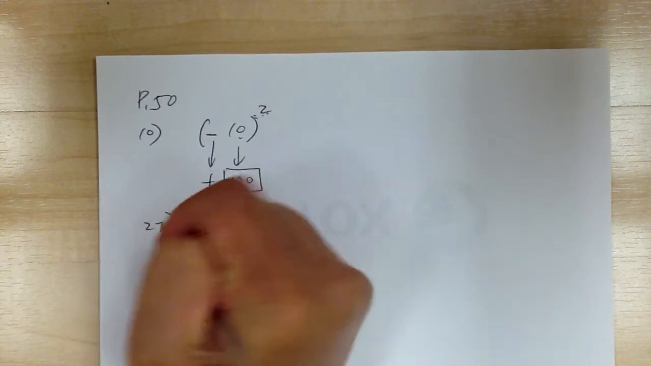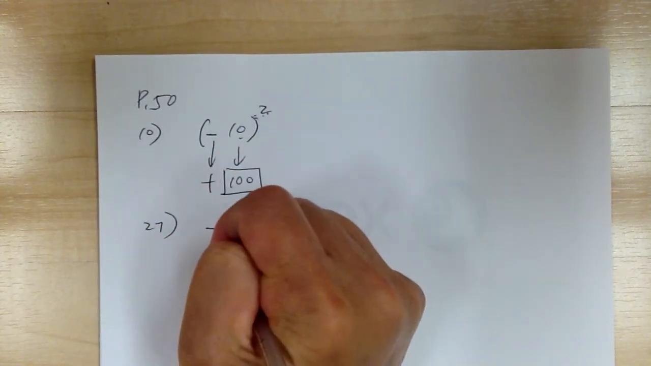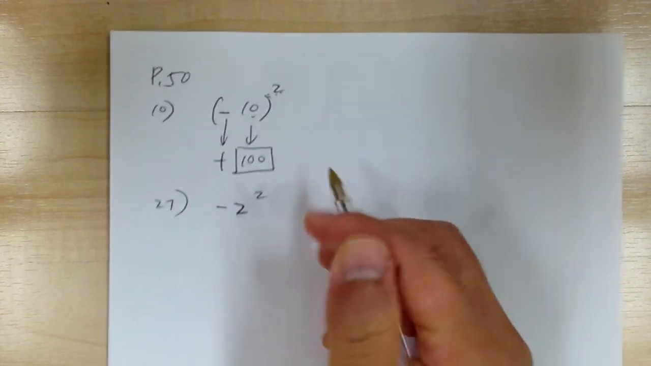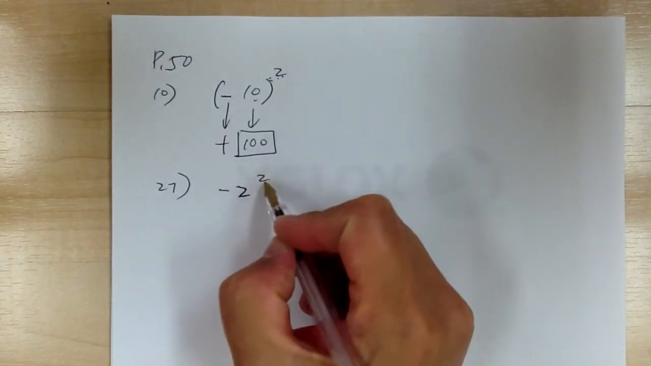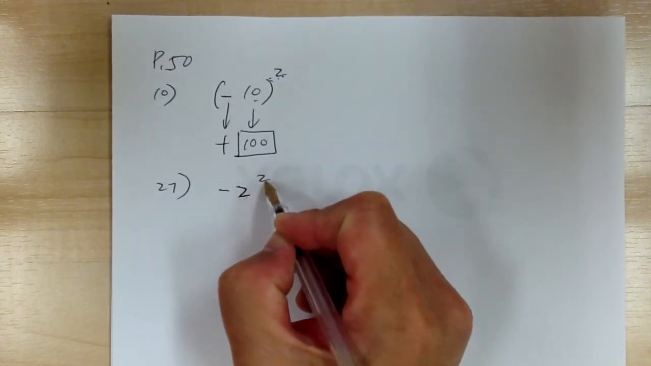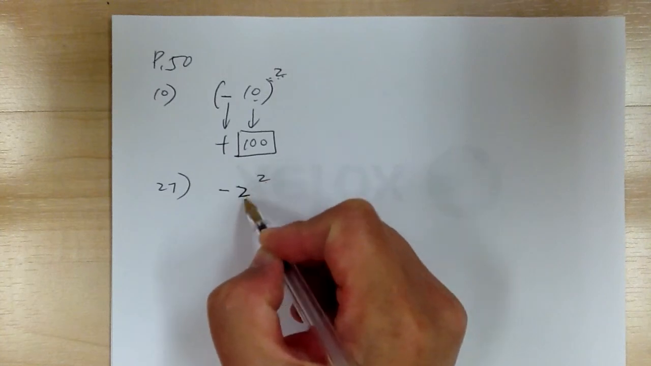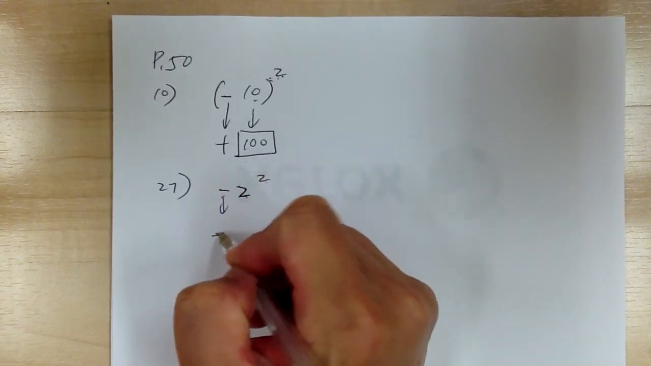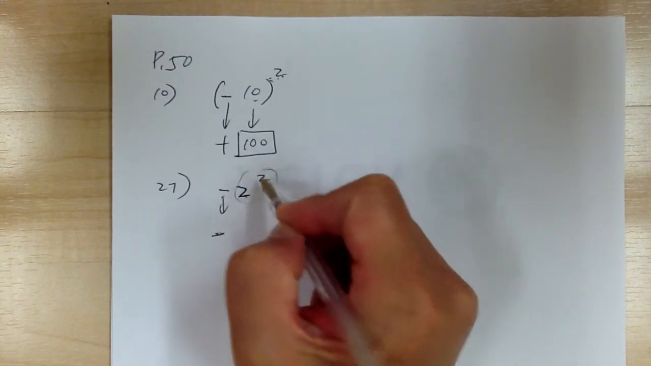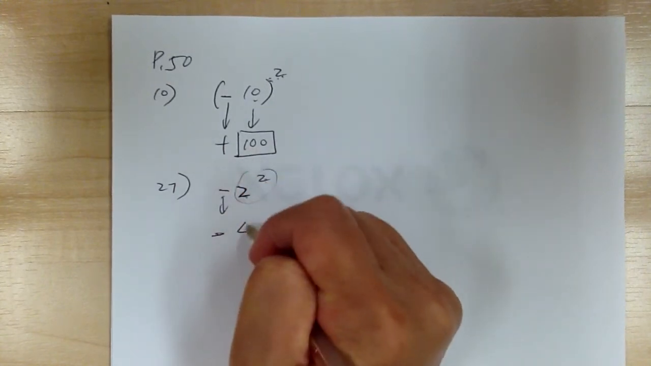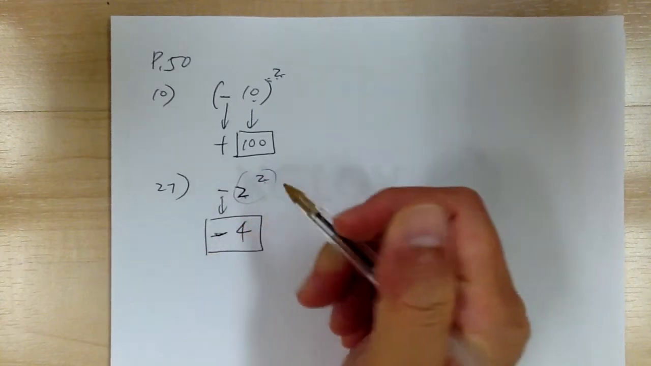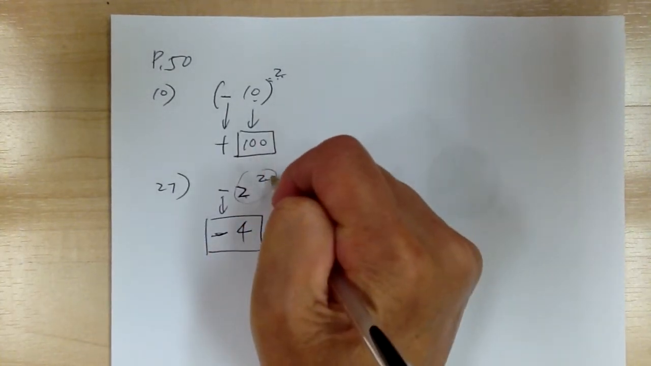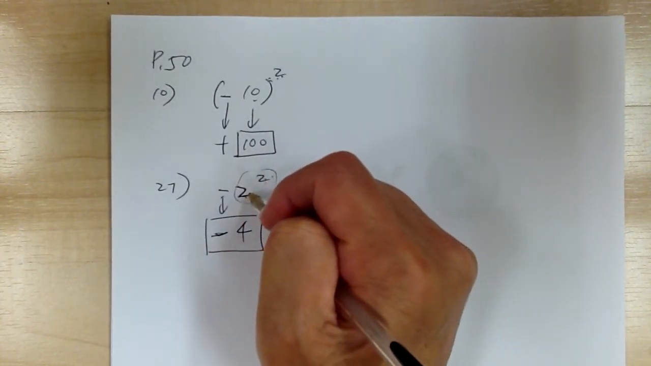Whereas number 27, you have a negative 2 squared. So the 2 is immediately before the square. So that means only the number 2 gets squared. Okay, so this one does not get squared. So this one stays negative. And only the 2 gets squared, so this becomes 4. So this answer would be negative 4. So again, the exponent is only for what is immediately before it.